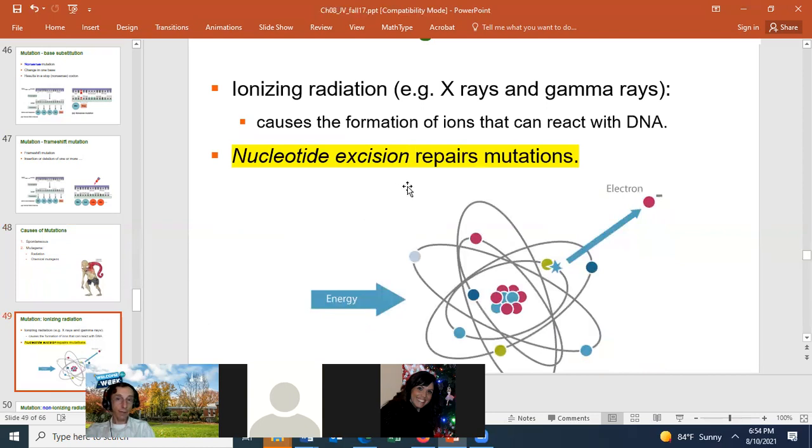Ionizing radiation like X-rays and gamma rays has high energy, and that causes the formation of ions. And then that ion can react with DNA, causing a mutation. So X-rays and gamma rays, when they hit an atom or a molecule, they will hit the electron and give the electron so much energy that the electron will escape from that atom or molecule. So it'll go elsewhere. And then this will be an ion here. You'll have a positive charge. And then this molecule can react with DNA and cause a mutation. So that's how ionizing radiation can cause a mutation. Any question about that?